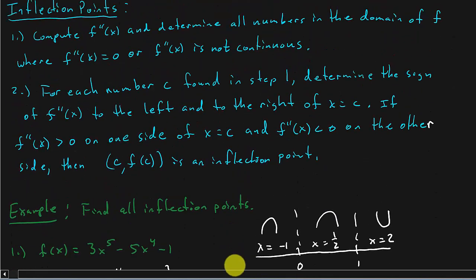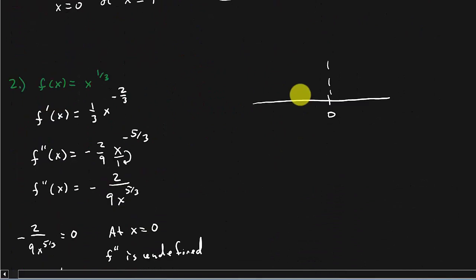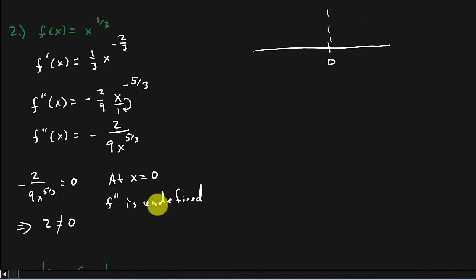Because remember what it said up here. Compute f double prime of x and determine all numbers in the domain of f where f double prime is 0 or is not continuous. So let's go here. It's undefined at 0. F double prime is undefined at 0. Is 0 in the domain of this function? Is it okay if we take 0 and raise it to the 1/3 power? Sure it is.